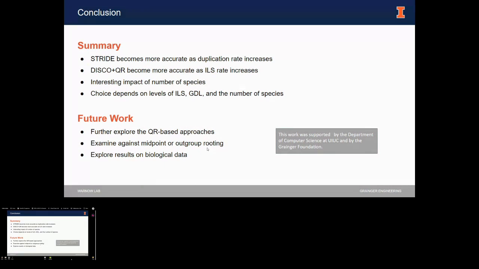Yeah, I'm not super familiar with the bacteria data set, so I'm not sure how much ILS it has. But I really appreciate that idea, and I think that would be a good idea to explore, especially when looking at more biological data and such. Thank you.